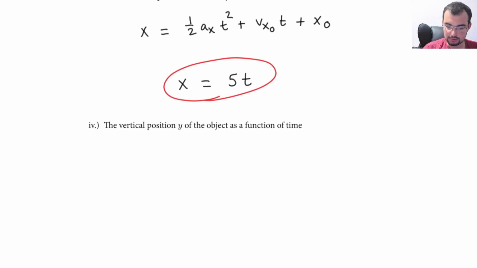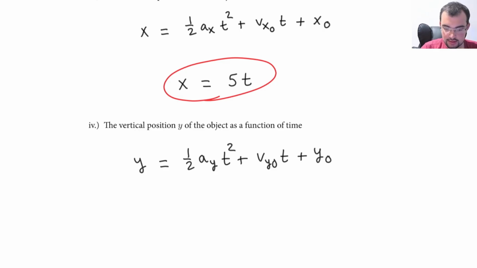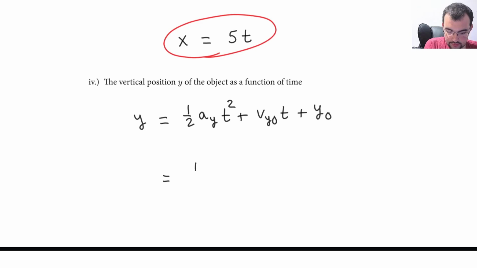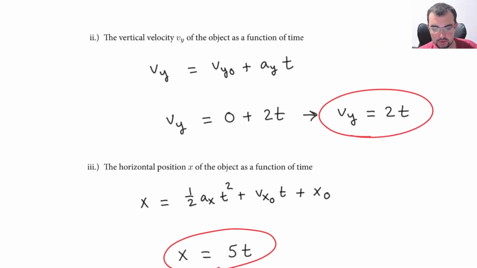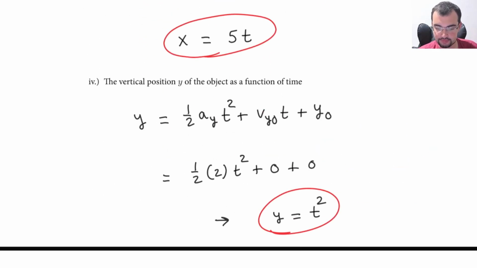Now, what's the vertical position? Well, here we've got to use the whole thing, right? Because if it's accelerating, we expect to get a quadratic. So our acceleration is positive 2, we do not have an initial velocity, and we start at the origin. So y is actually just equal to t squared. So we have functions for everything now.